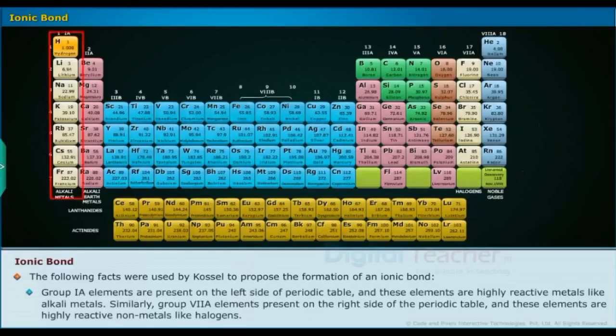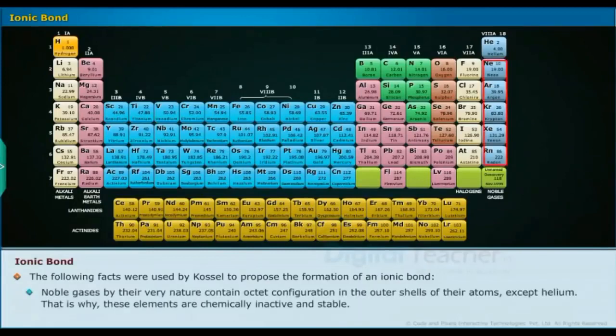Group 1A elements are present on the left side of the periodic table, and these elements are highly reactive metals like alkali metals. Similarly, Group 7A elements are present on the right side of the periodic table, and these elements are highly reactive non-metals like halogens. Noble gases, by their very nature, contain octet configuration in the outer shells of their atoms, except helium. That is why these elements are chemically inactive and stable.